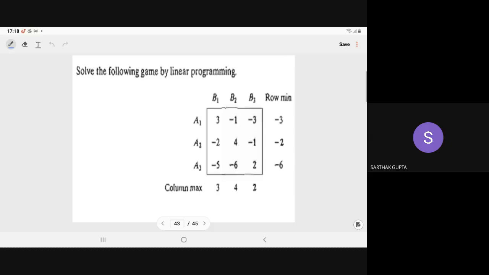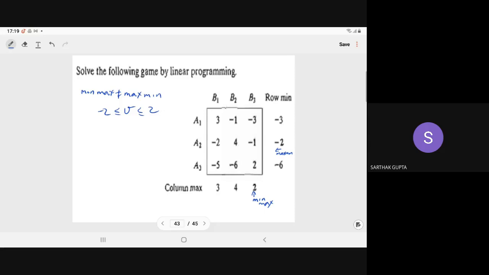So first we have to check whether it is a mixed strategy problem or not. For that, first we compute the row min. Row min is minus 3, minus 2, minus 6, and column max are 3, 4, 2. So from this we compute the min max, and from this the max min. You can see min max is not equal to max min. So we know that the value of the game lies between the max min and the min max, so between minus 2 and 2.